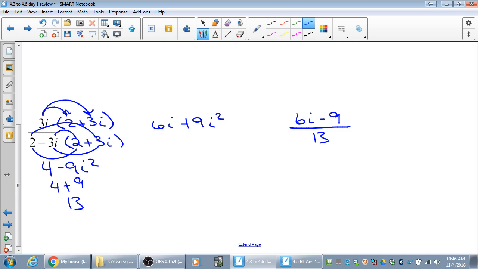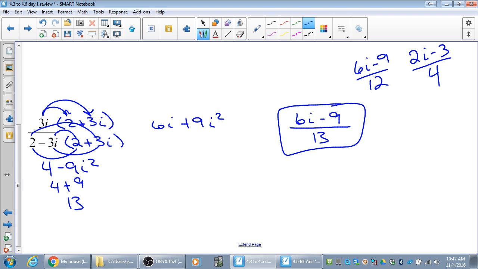Now, if that was 6i minus 9 over 12, that would have been a better problem. Now all three of those are divisible by 3. So you'd have to make it 2i minus 3 over 4, but that wasn't the case. That's the answer right there.